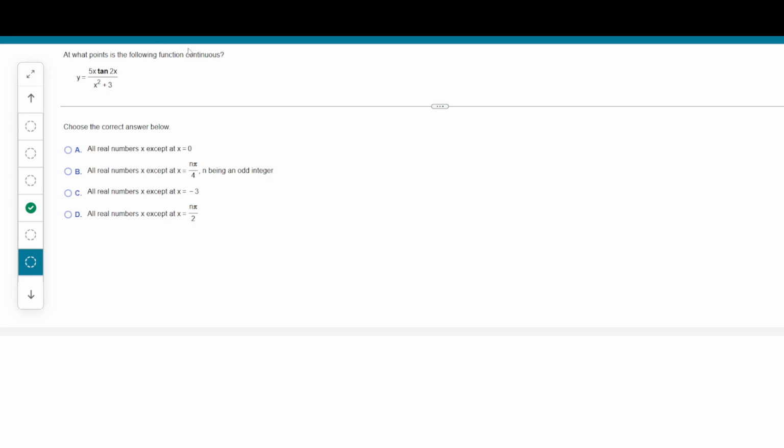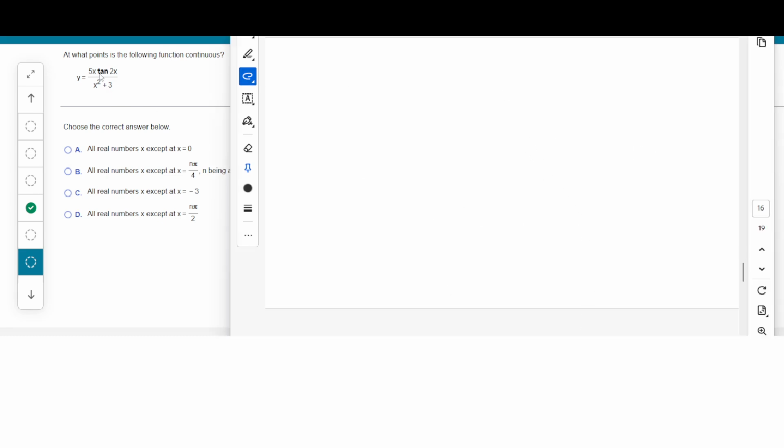At what points is the following function continuous? This is a trigonometric function, and you can also see there is a quotient. So you have to keep in mind, when you deal with this type of function, you try to find out the domain, or where this function is undefined. On the denominator side, the square of any number is either 0 or positive. So there is no value of x which makes the denominator 0. So you don't have to worry about this denominator.